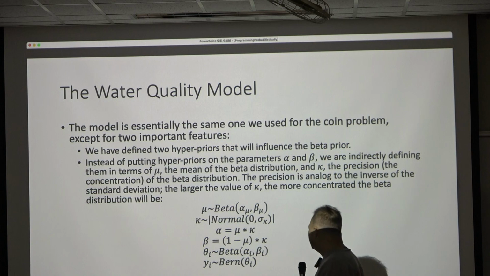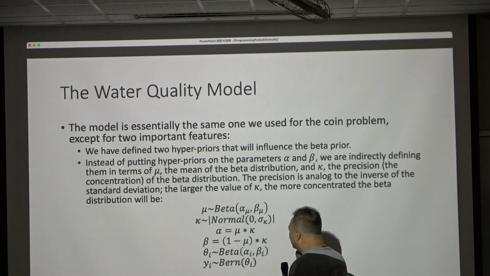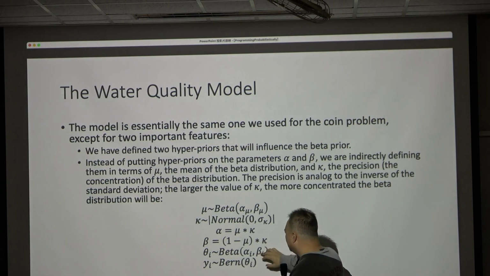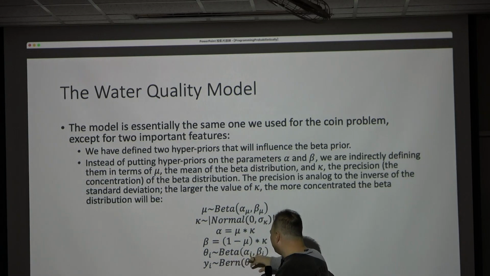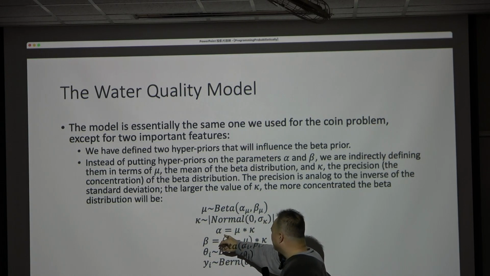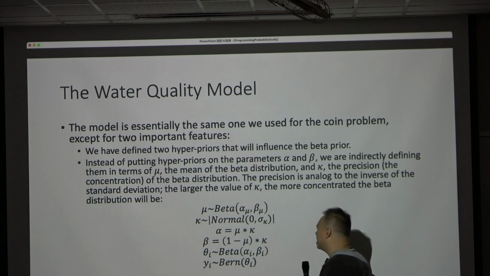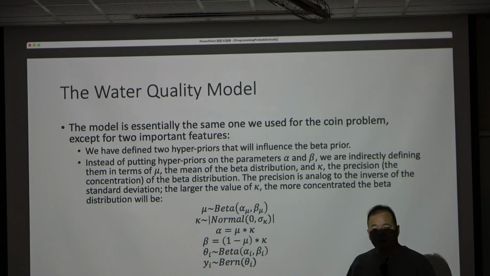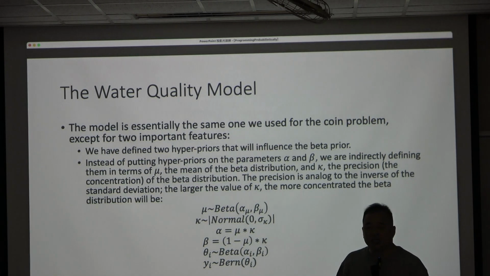But here, you can see that we don't get alpha i and beta i directly. What we do is get alpha and beta indirectly from the mu, which is the average, the mean.